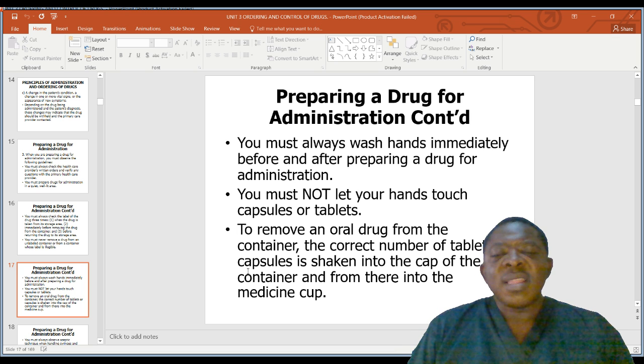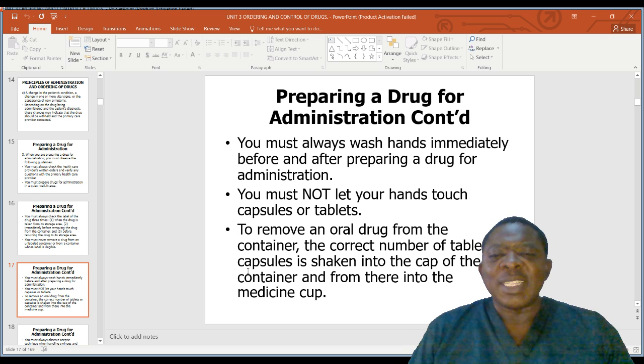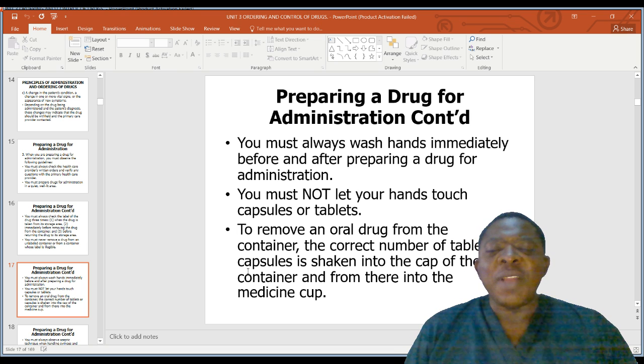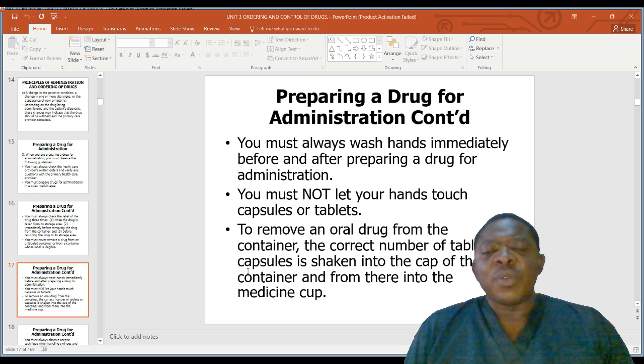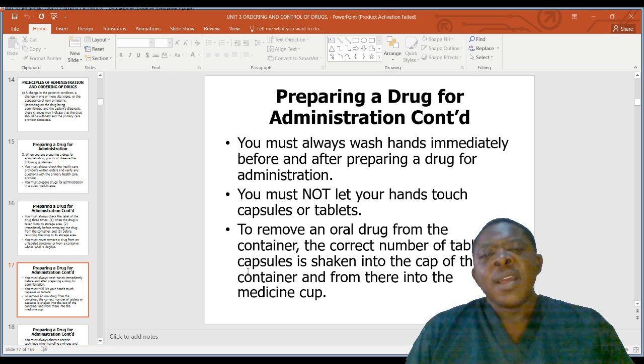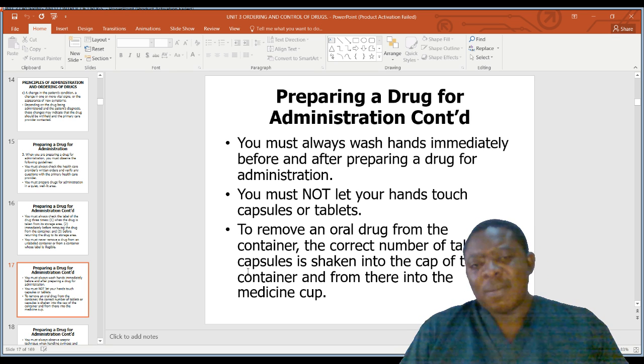The minor powder debris of one drug, if it remains on your hands and then you go on to pick other drugs, like oral tablets, that powder may react with the other drug. So completely avoid using your hands to remove drugs from the container. You can use a scoop or a spoon or anything. You must not let your hands touch capsules or tablets.